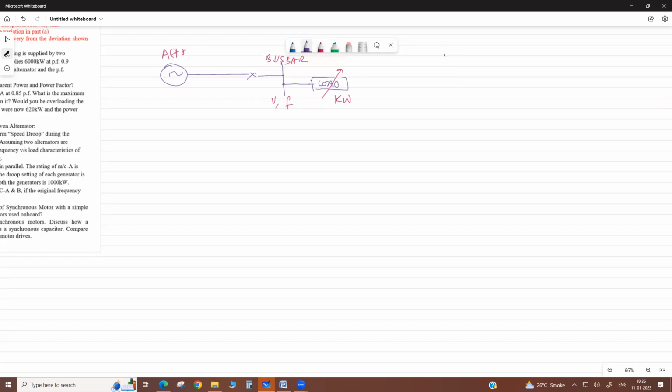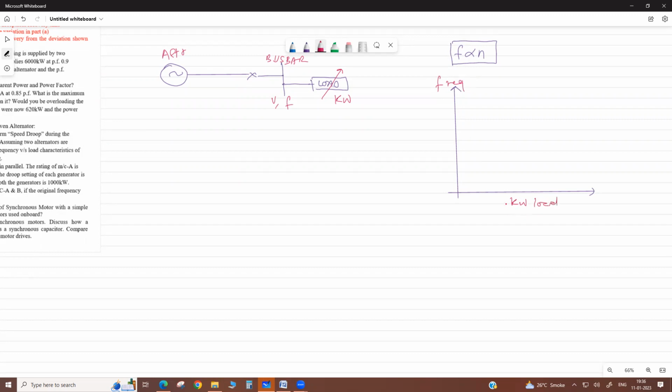As we put the load on the alternator, the speed decreases. If the speed decreases, then since frequency is directly proportional to speed, this bus bar frequency decreases. So let us draw this kilowatt load versus frequency, with frequency on this axis. This is frequency versus load.